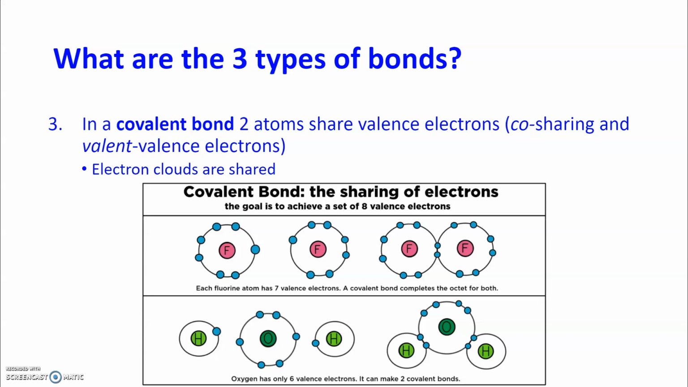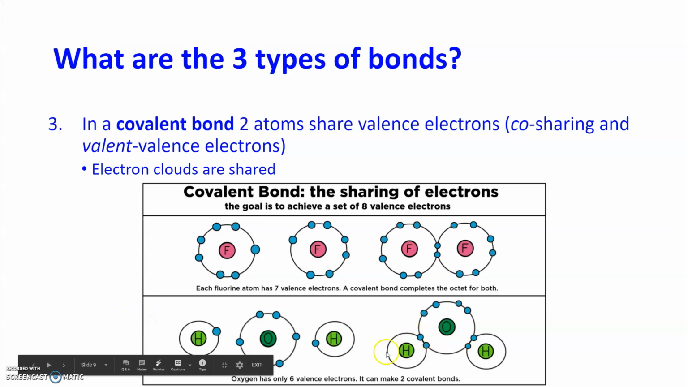So if it gets it from 1 hydrogen, then it thinks it has 7 and it's happy. And then if it attracts another hydrogen, then it thinks it has 8. And each hydrogen thinks it has 2. So hydrogen thinks it has a stable duet like helium, and oxygen thinks it has a stable octet like neon. And there was much rejoicing.